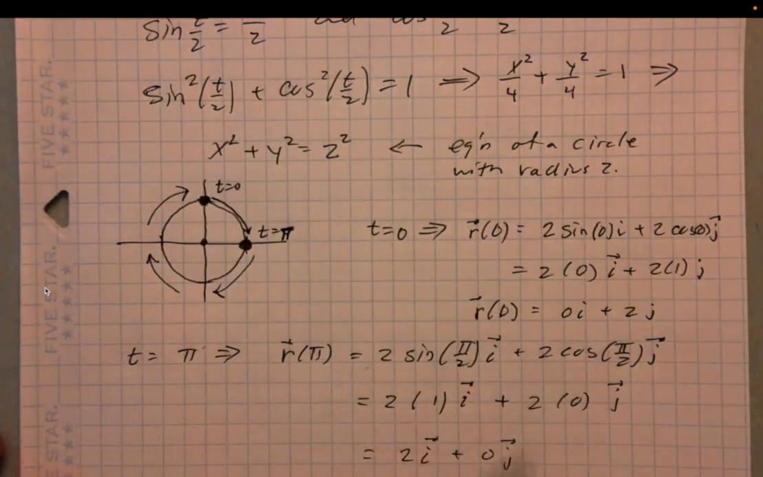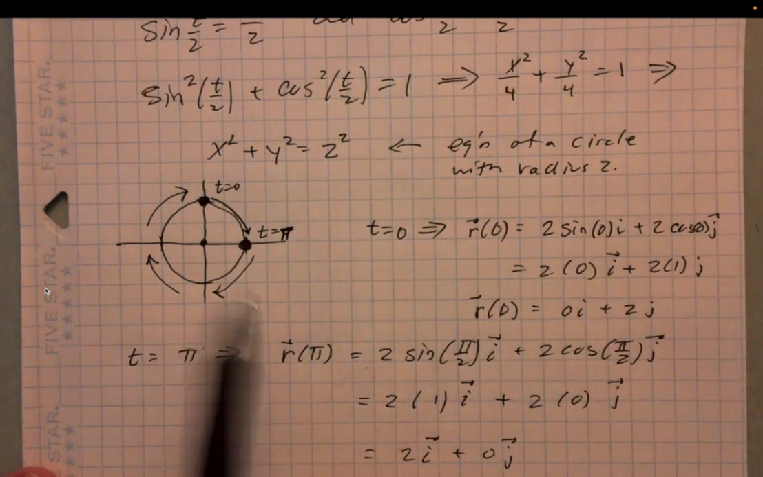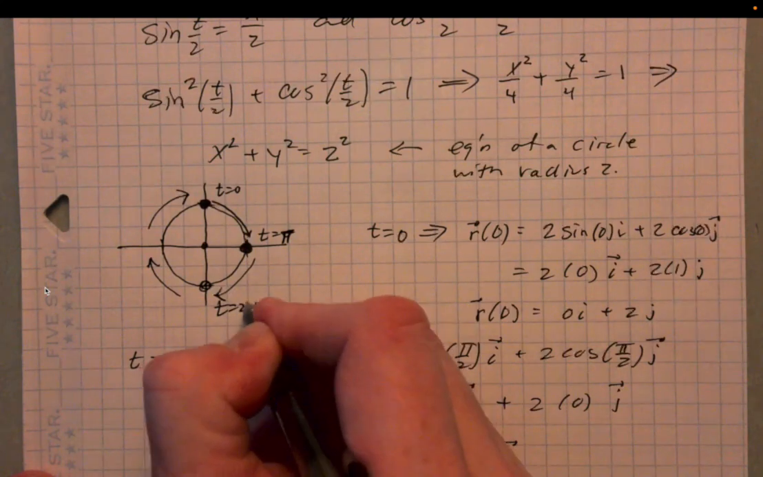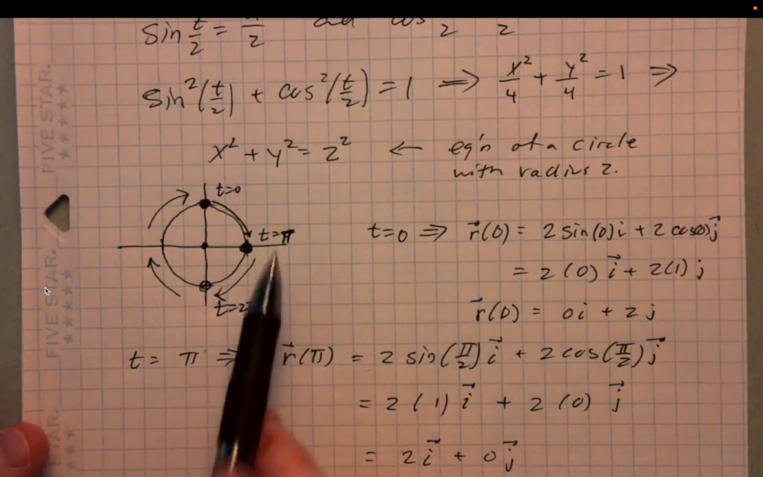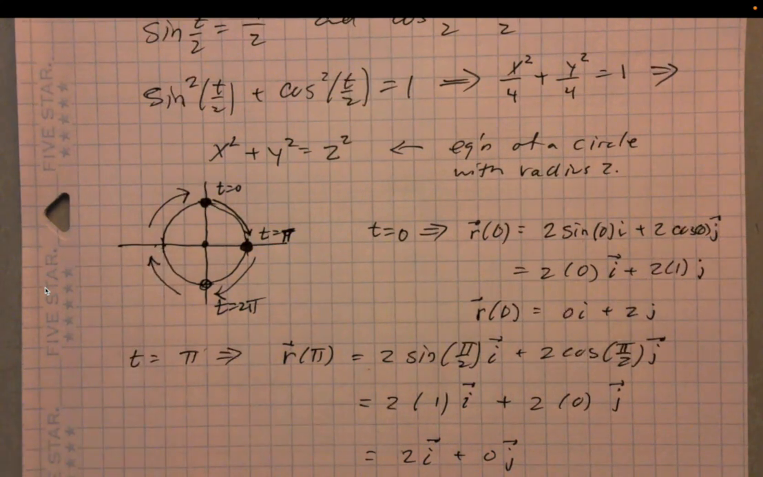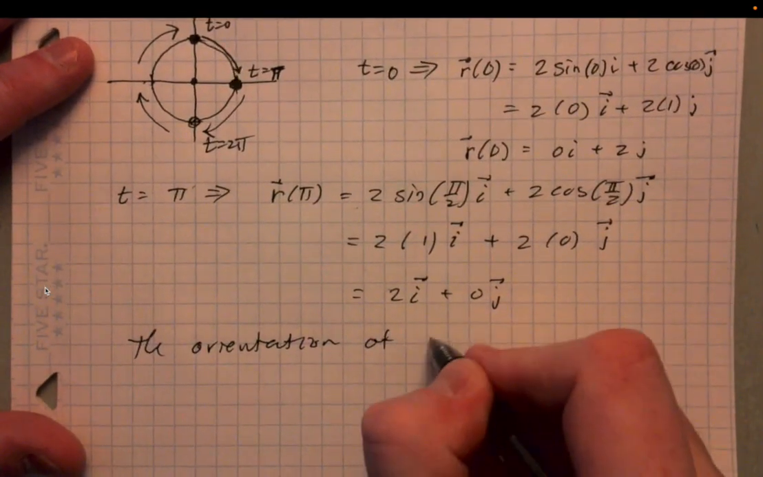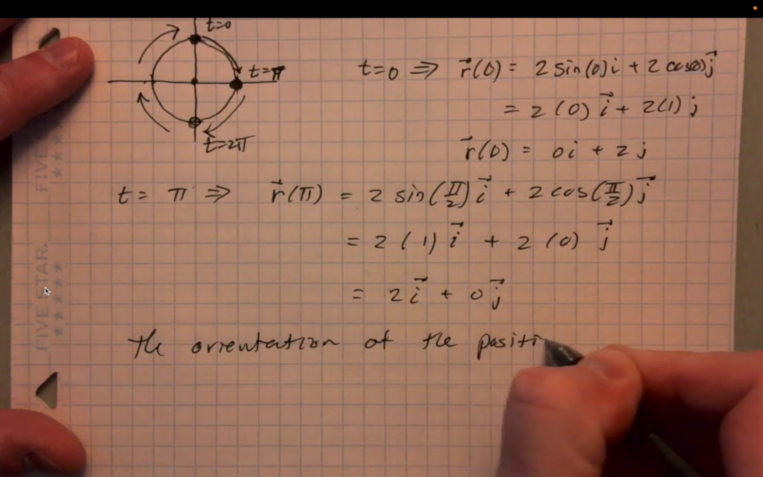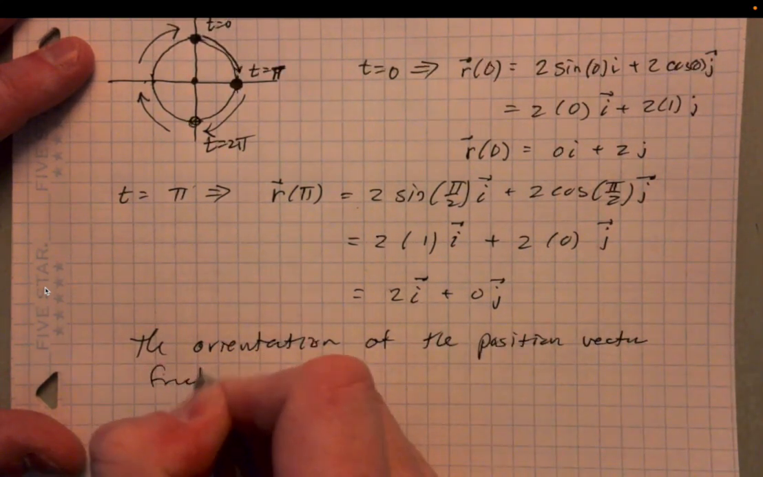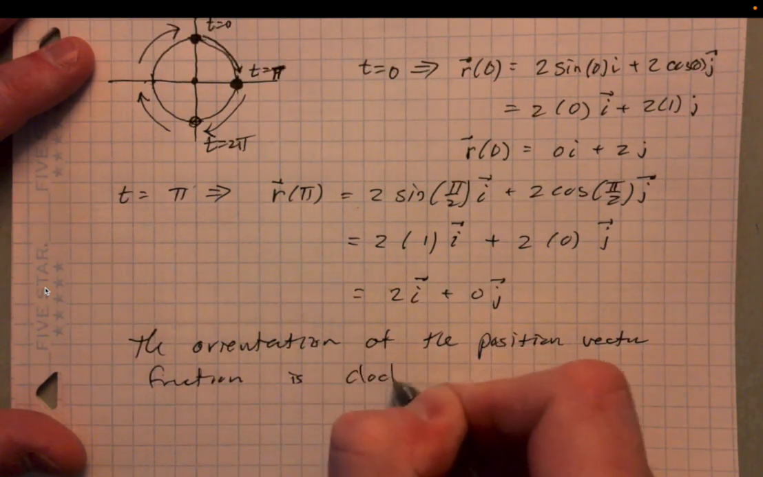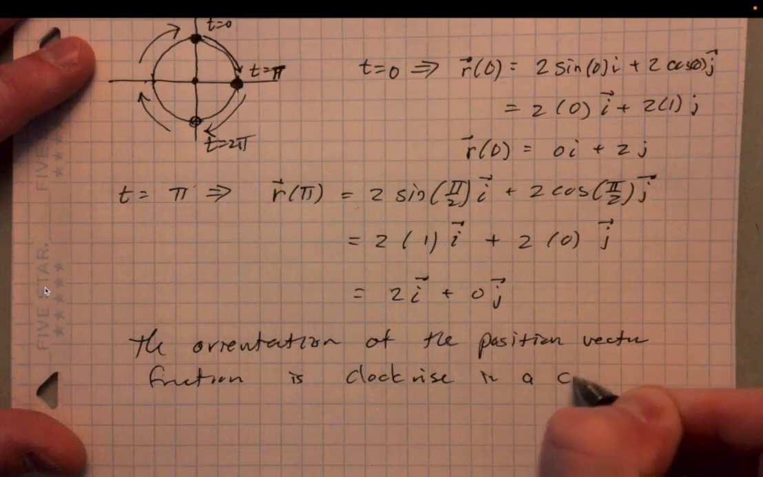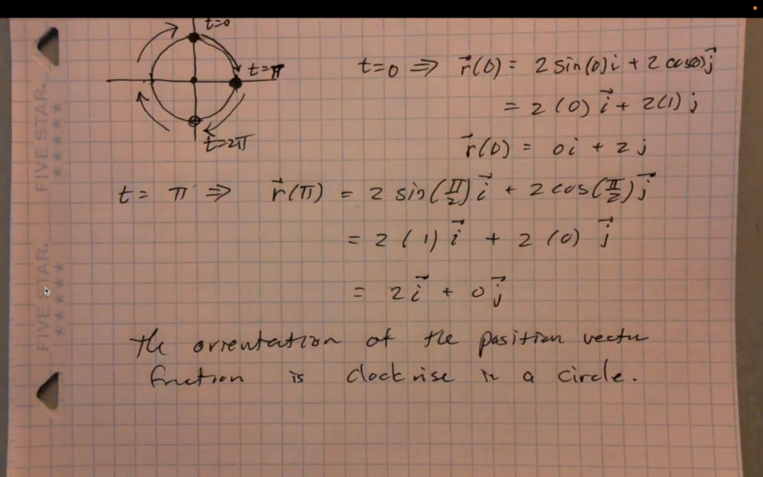Right, and you could plug in a few more values to see exactly what that looks like. Maybe the next value to plug in would be 2 pi, and I bet you get something down here. Right, and then if you plug in 3 pi, you would probably get this guy over here, right? Okay, so the orientation of the position vector function is clockwise in a circle, obviously. Okay, so this gives us some additional insight here, right?